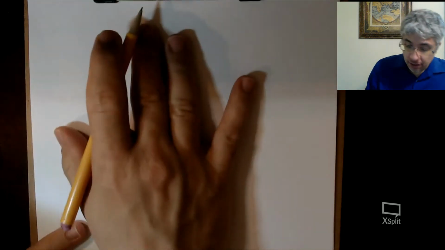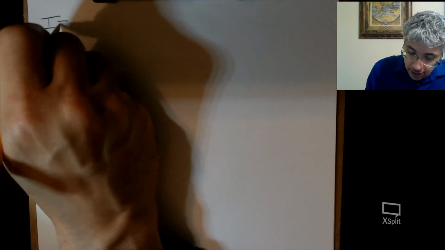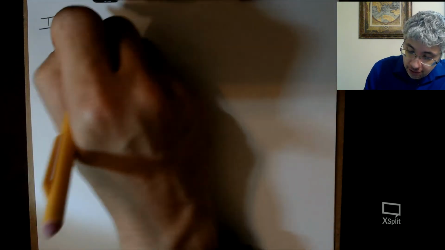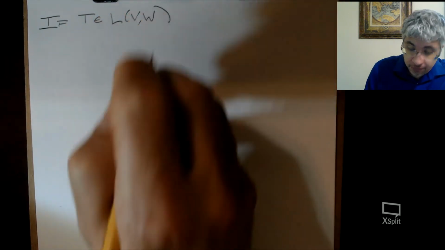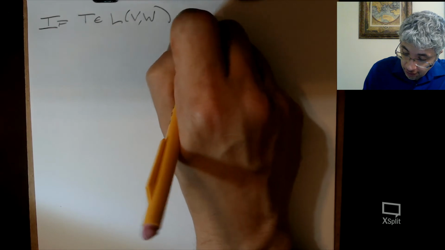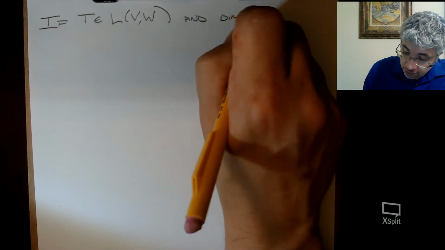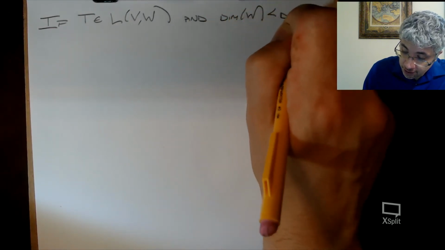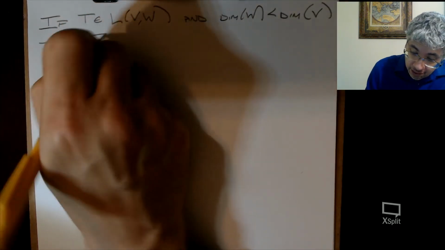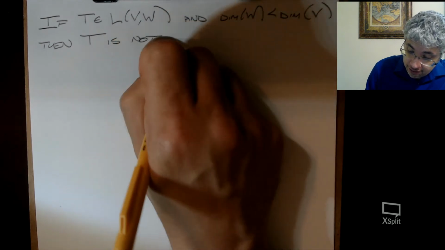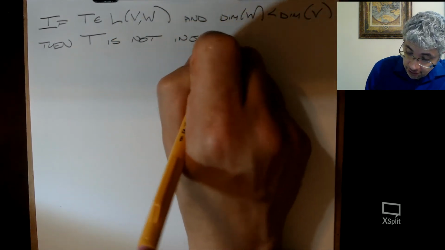Hello, students. The fundamental theorem of linear maps has a lot of consequences right off the bat. For example, if T is in the set of linear maps from V to W, and the dimension of W is less than the dimension of V, then T is not injective.